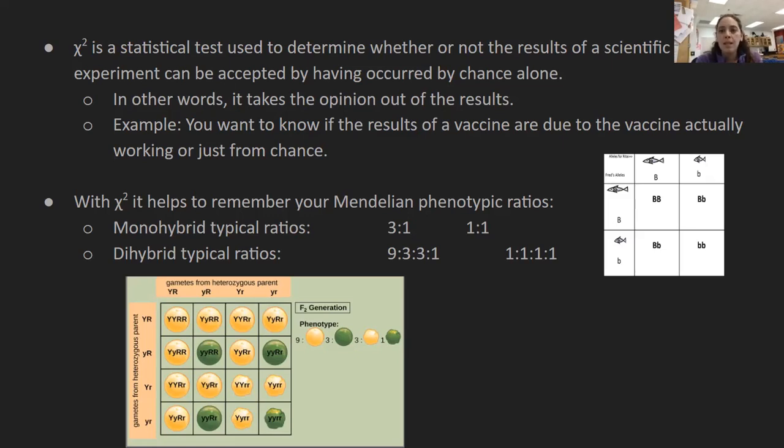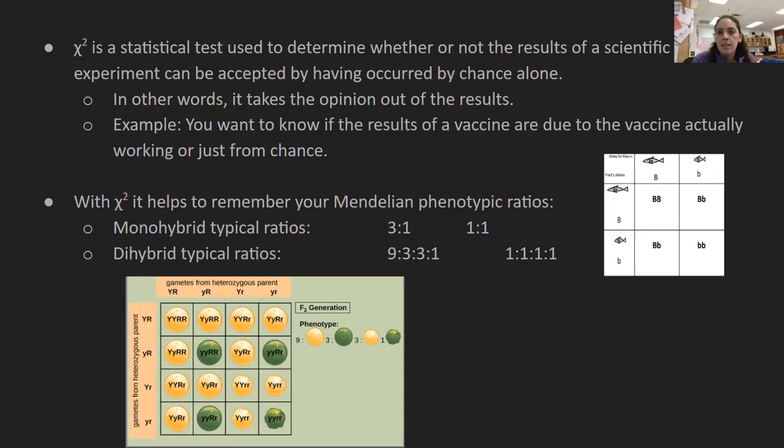So with chi-squared, it helps if you can remember some of our common Mendelian phenotypic ratios, so what things look like, phenotypic. With monohybrids, some typical ratios that show up. So we have a 3-to-1 ratio. That's when both parents are heterozygous. There's also a 1-to-1 ratio. This is the reduced form, or 2-to-2. If we were to cross a parent that's heterozygous with one that's homozygous recessive, like in a test cross.